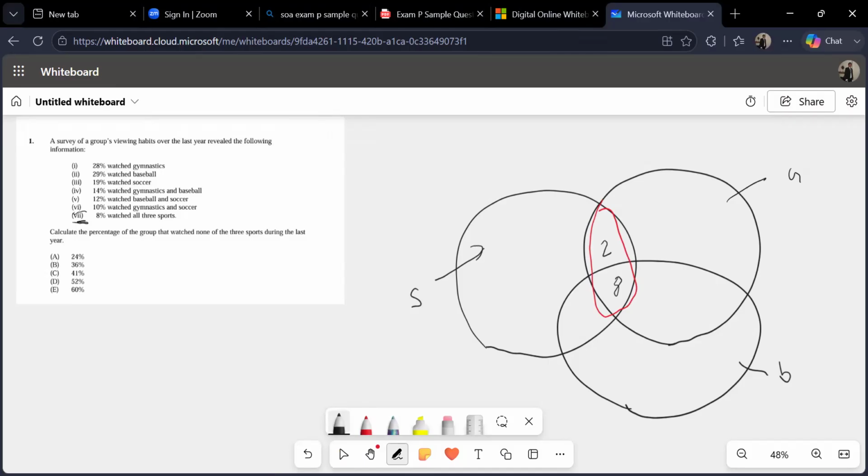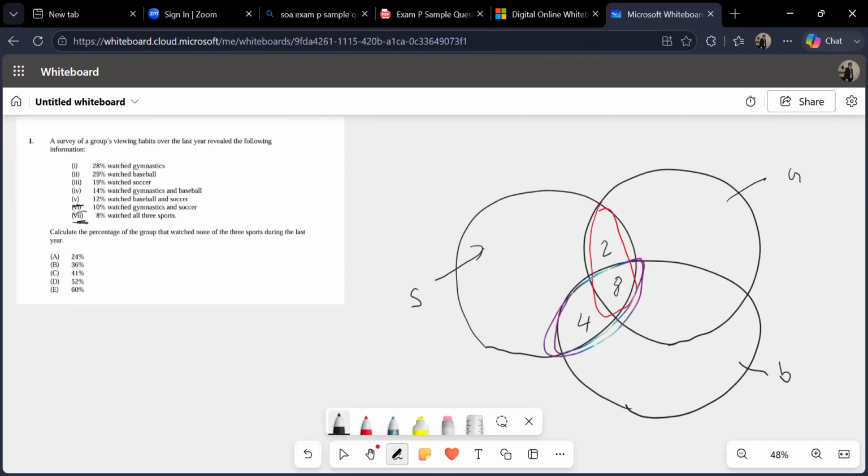And then next one, 12% watched baseball and soccer. So baseball and soccer would be this part. Okay, so 8 is already given. So we add 4 more to make it 12.